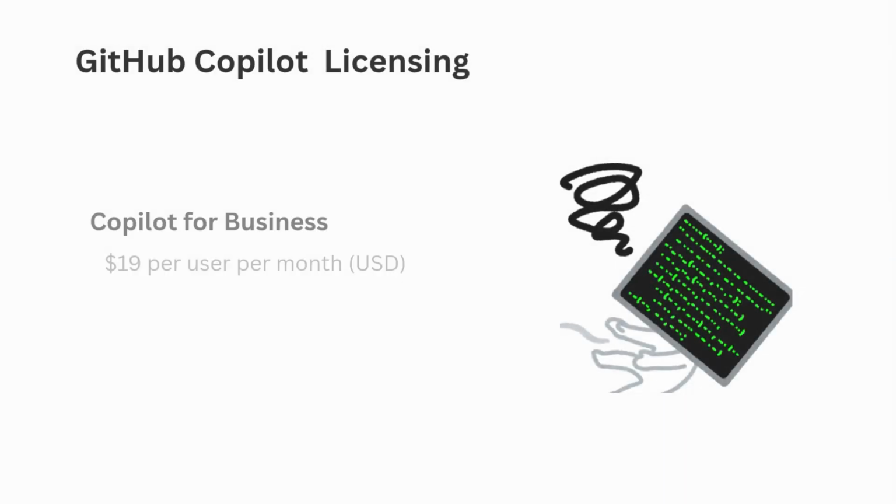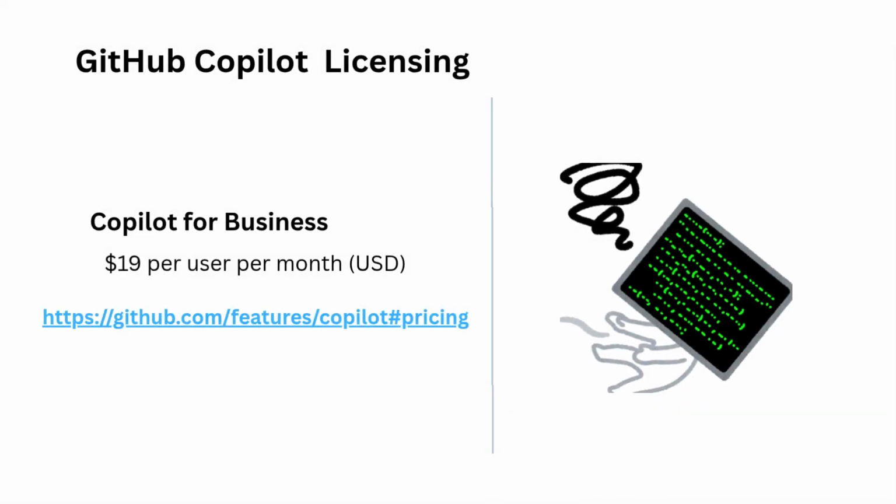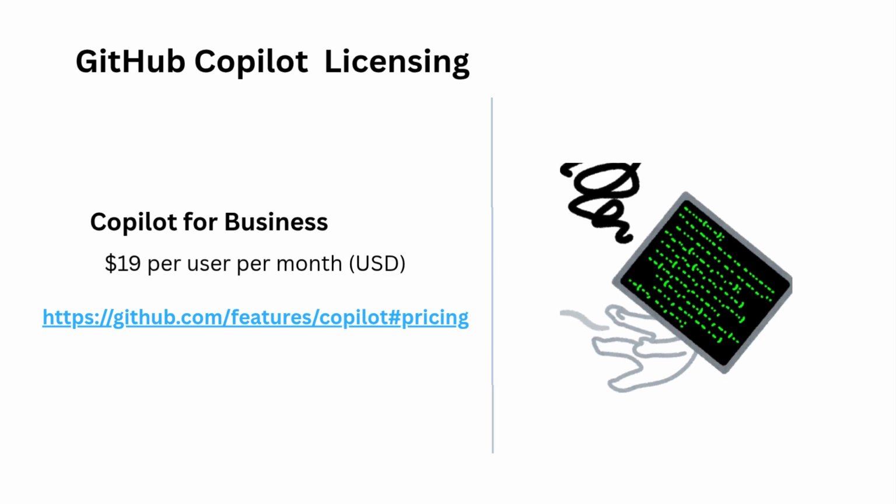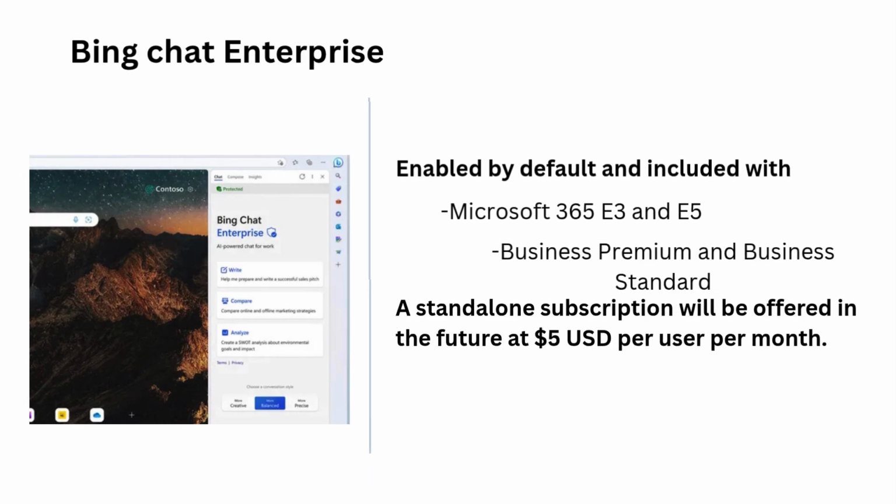7. GitHub Copilot Licensing. Copilot for Business is $19 per user per month. More info is available on the GitHub pricing page, link in slides. 8. Bing Chat Enterprise Licensing. Included by default with Microsoft 365 E3 and E5, Microsoft 365 Business Premium and Business Standard. Microsoft has announced a standalone subscription will be available in the future, at $5 per user per month. Availability date not available at the time of recording.